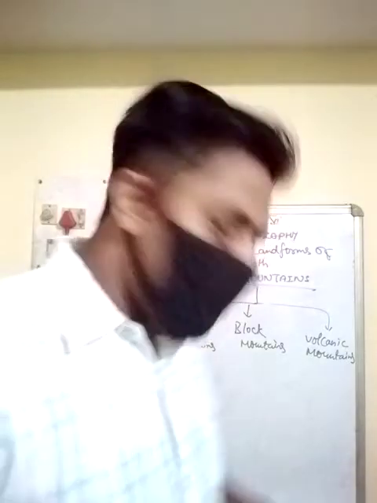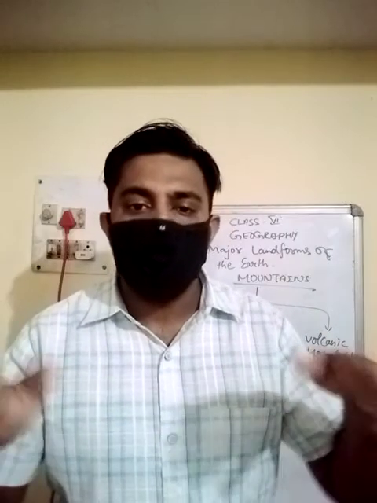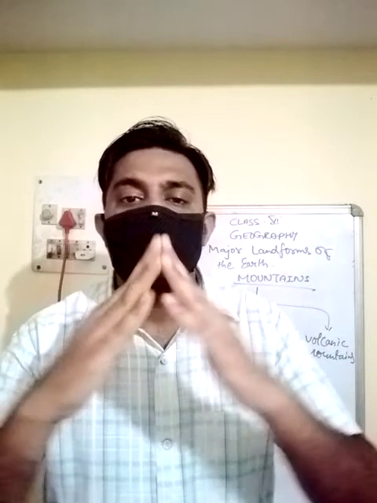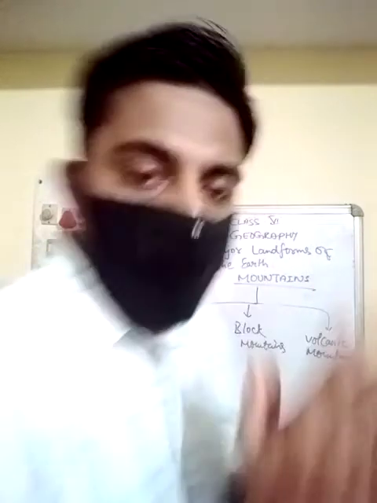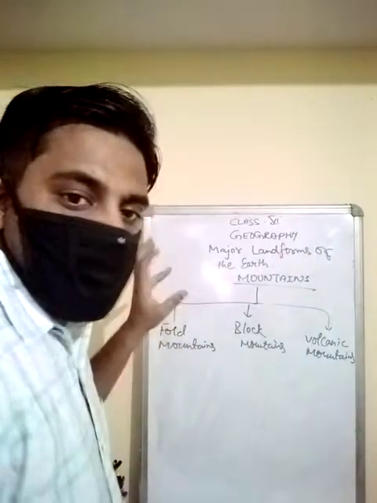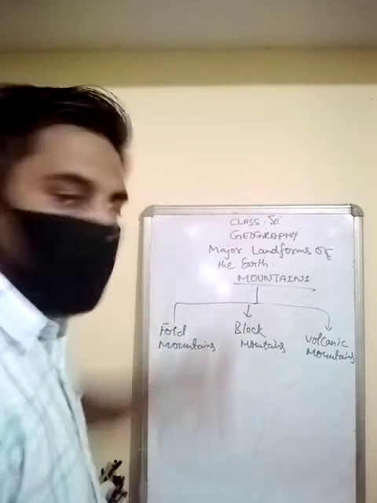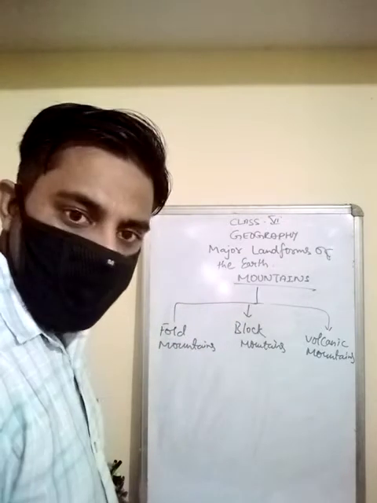Now fold mountains, if you remember, are formed due to upfold of the earth's crust. You see, when two sections of the plate come in contact with each other and put equal pressure on each other, then they fold up. The process is called folding, and the mountain structure formed due to folding is known as the fold mountain.